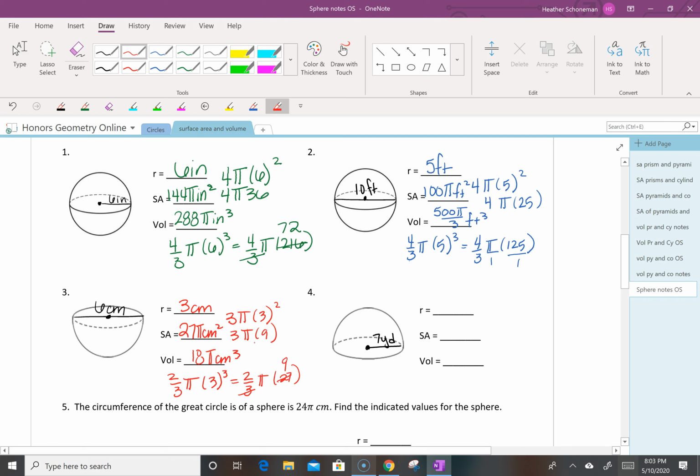And for some people, it weirds them out that the volume is smaller, but you're not comparing apples to apples. These are two different units. 1 centimeter squared, 1 centimeter cubed, totally different.